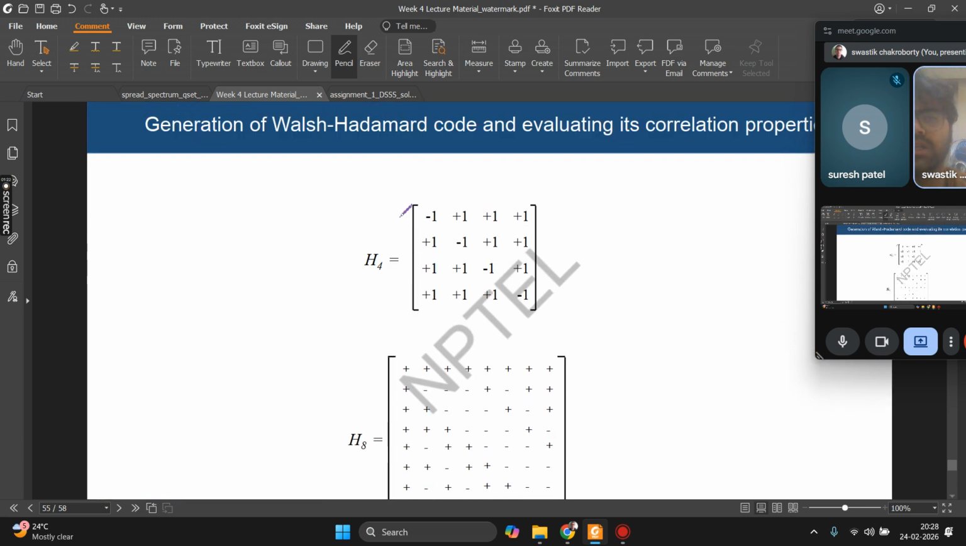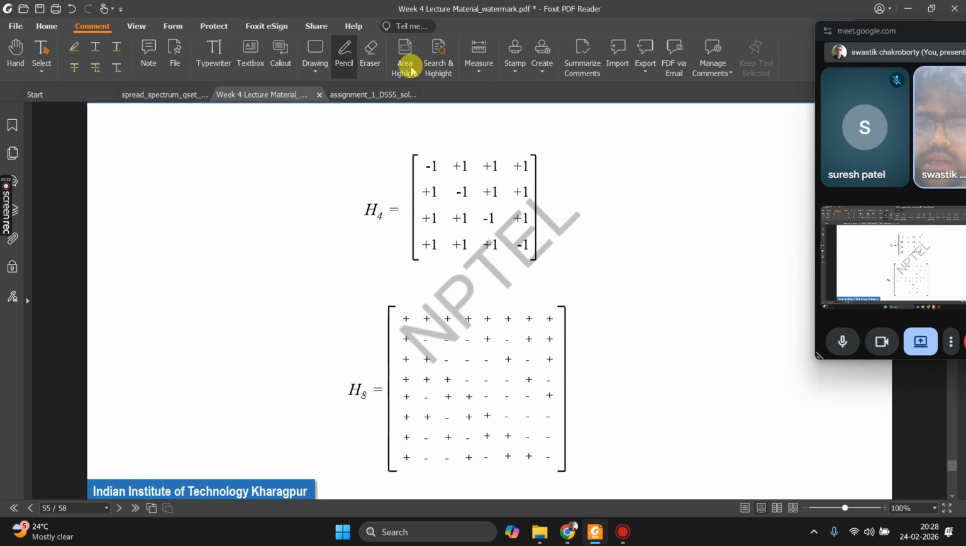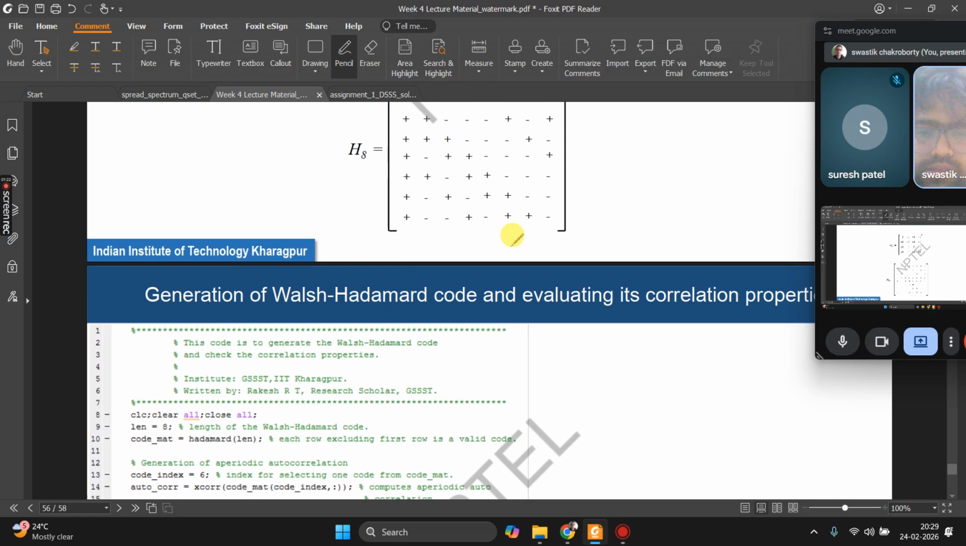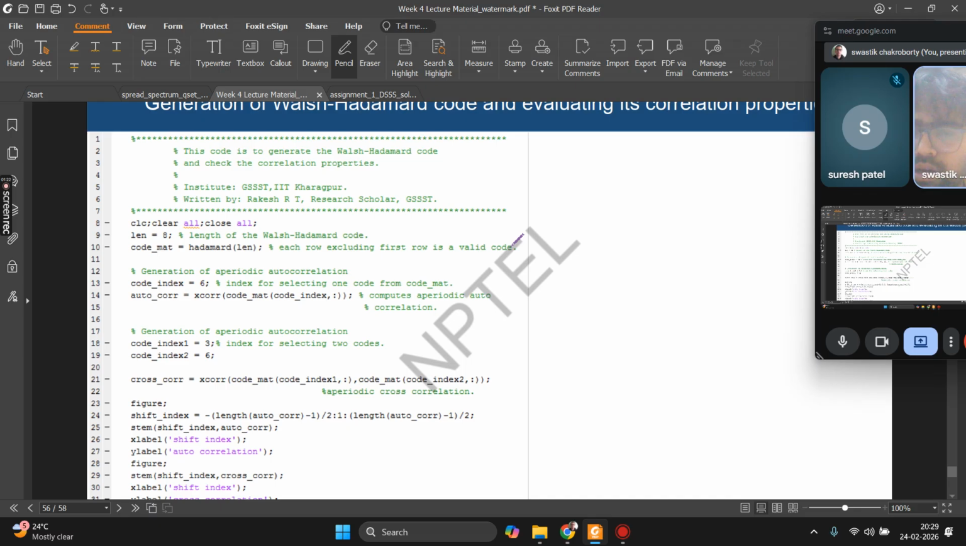Now the Walsh-Hadamard code is given like this. The 4x4 Walsh-Hadamard matrix is given like this. And how to generate this?